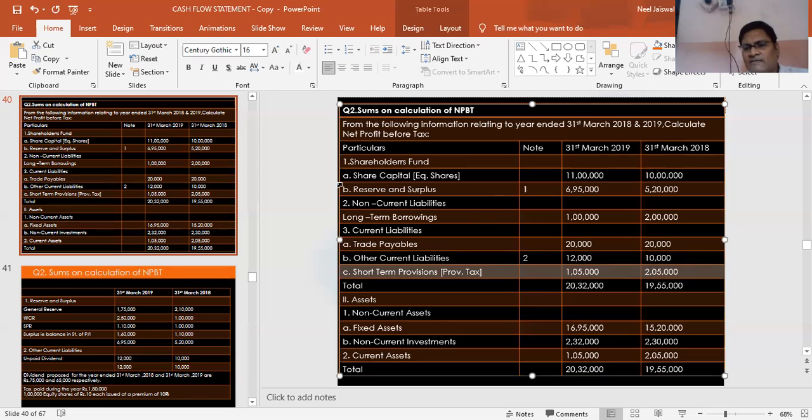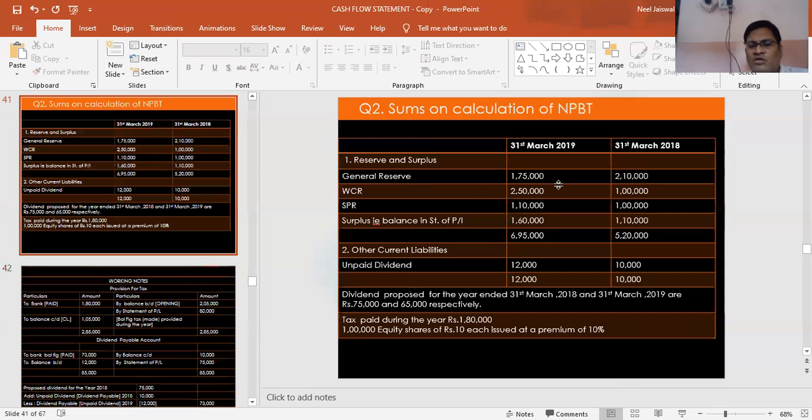So first of all, we will take the net profit, and we will get it from note 1. Where is the note given? In the sum only the note is given. This is note 1, reserves and surplus. General reserve, WCR meaning workmen compensation reserve, and securities premium reserve are also there. Surplus, that is balance in statement of P&L. These are all given.